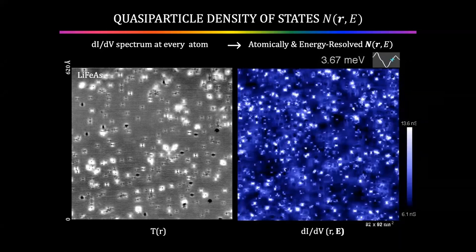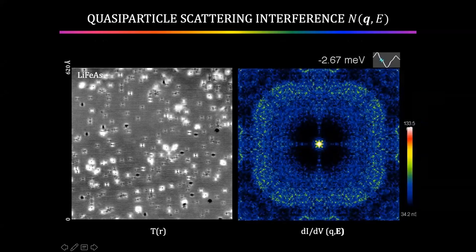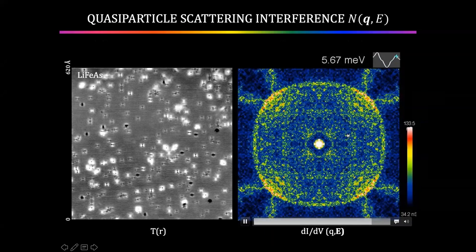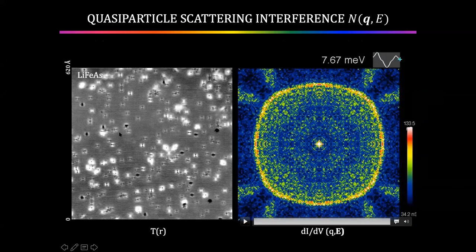So this is the Fourier space representation of the electronic structure. It's beautifully ordered because there are only a few eigenstates at each energy. This image, for example, is an image of the Fermi surface in this compound, derived by taking the Fourier transform of a real space image. That's called quasiparticle scattering interference imaging.